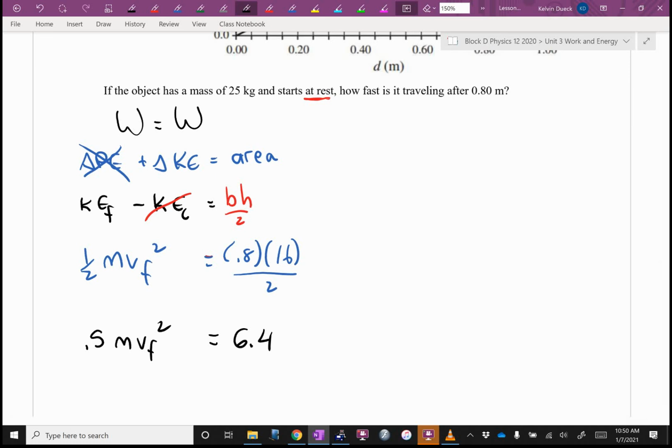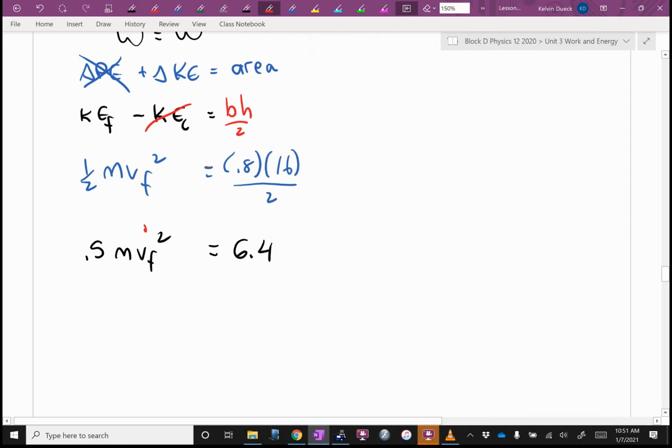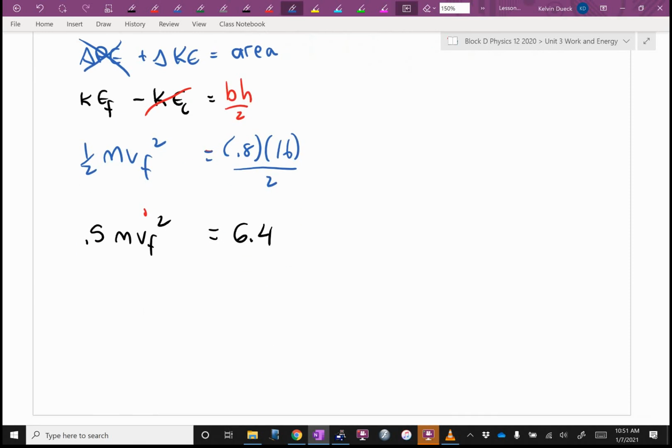I think I want it to stay here. So what do I want to move over? The 0.5 and the m. What are the 0.5 and the m doing to the v squared? So I'll move them over. Oh, we've seen this before. Vf squared.